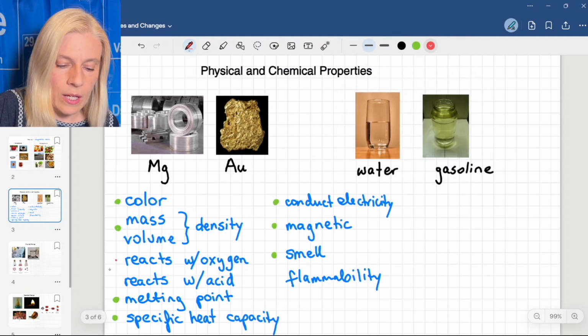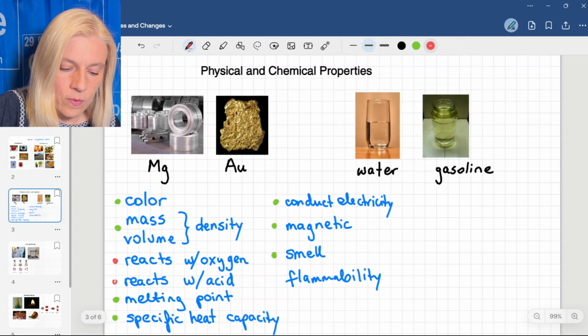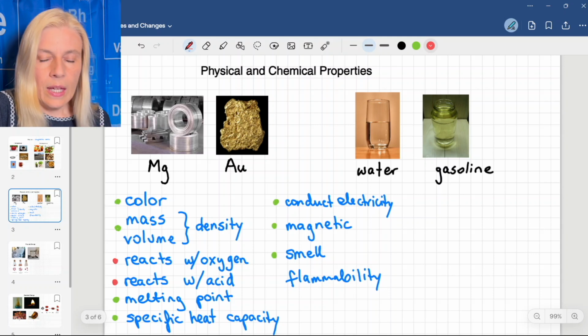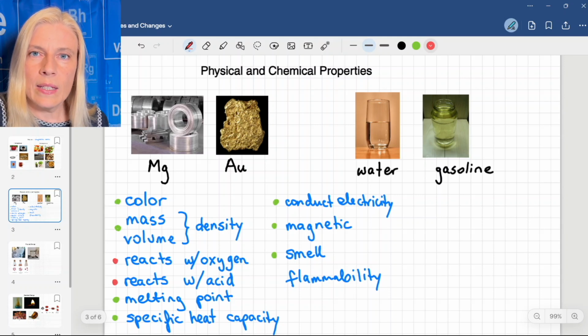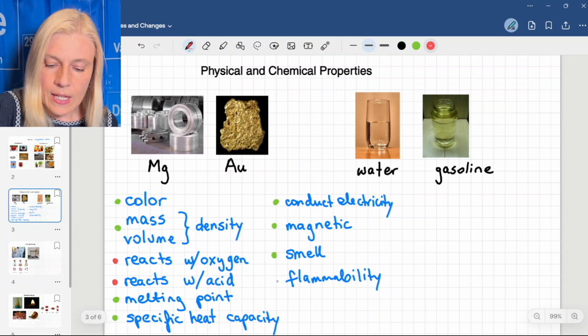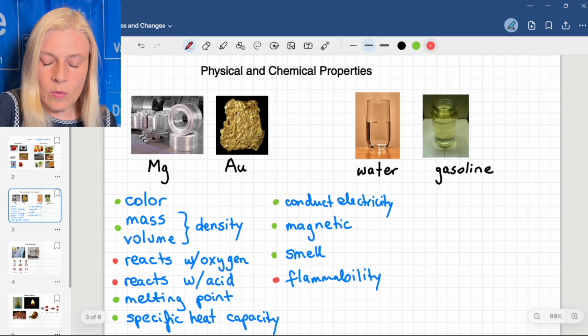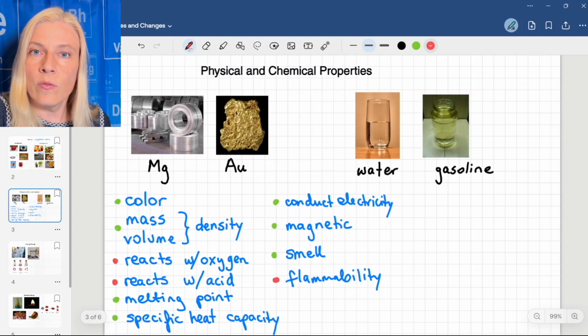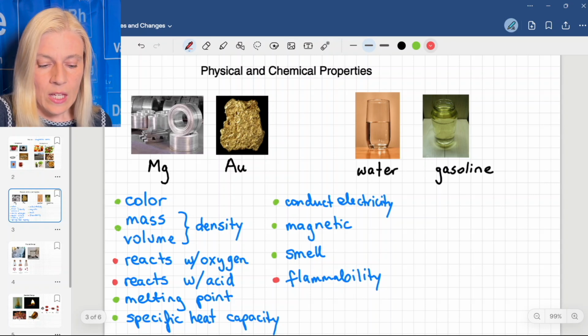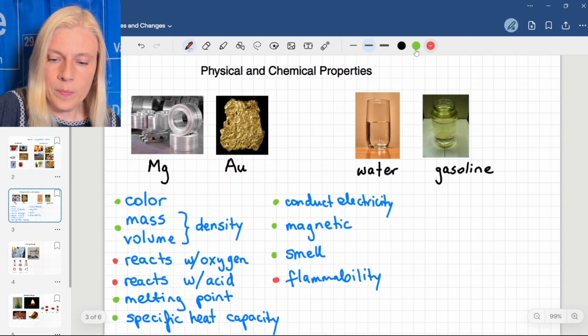Well, if I'm going to check if magnesium and gold react with oxygen, something would happen and I'm not going to get my substance back. I will actually have to change the composition of the substance. And the same thing is with flammability. So if I'm going to test things, these are my chemical properties. So chemical properties, if I'm going to test for them, I'm going to get something different and I'm not getting my substance back. So the properties with green dots are my physical properties.